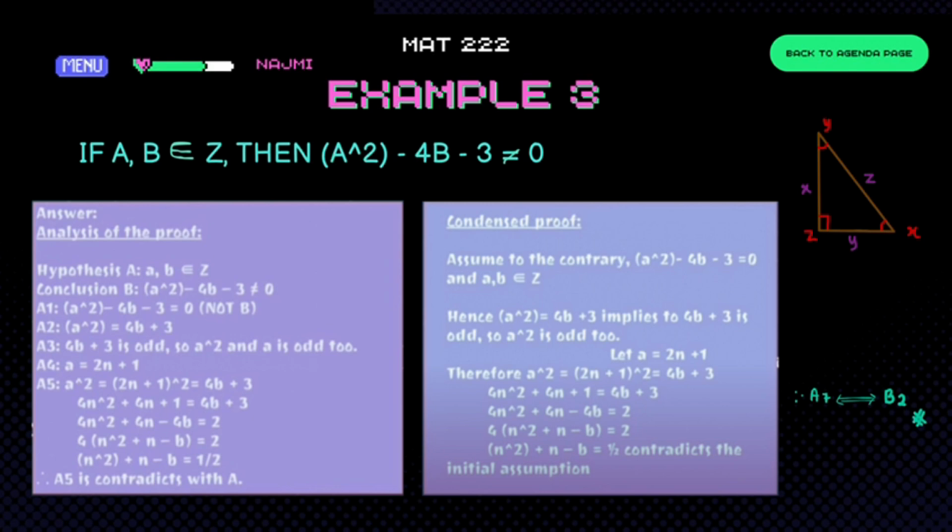Condensed proof. Assume to the contrary, a squared minus 4b minus 3 equals 0, and a and b are integers. Hence, a squared equals 4b plus 3 implies 4b plus 3 is odd, so a squared is odd too. Let a equal 2n plus 1. Therefore, a squared equals 2n plus 1 squared equals 4b plus 3. 4n squared plus 4n plus 1 equals 4b plus 3. 4n squared plus 4n minus 4b equals 2. And 4 times n squared plus n minus b equals 2. And lastly, n squared plus n minus b equals 1 over 2. And this contradicts the initial assumption.